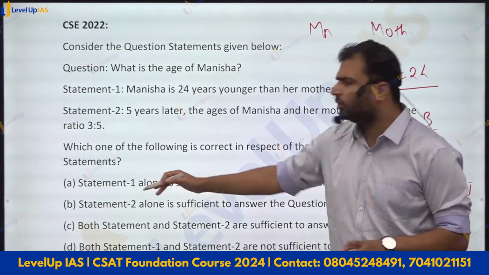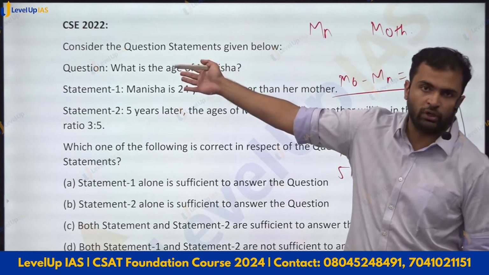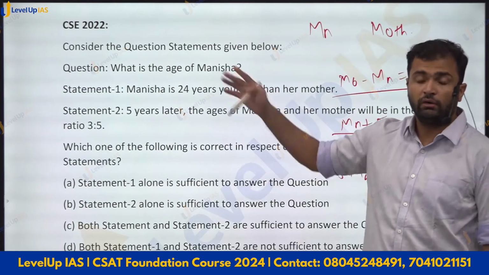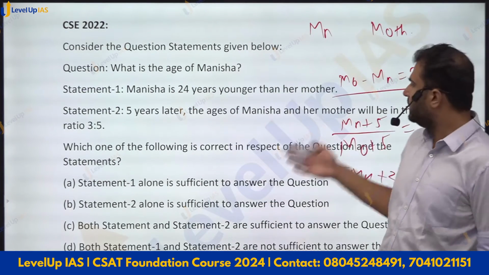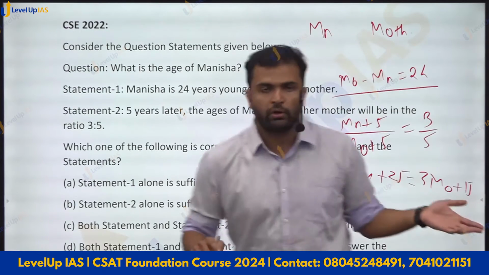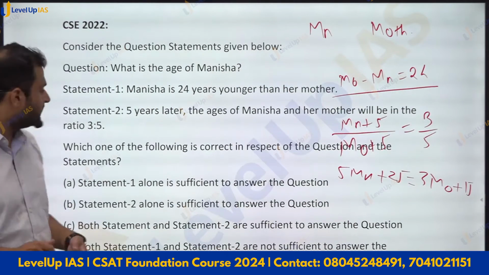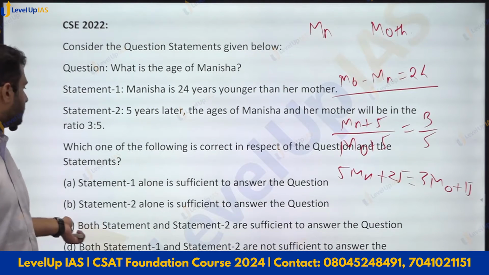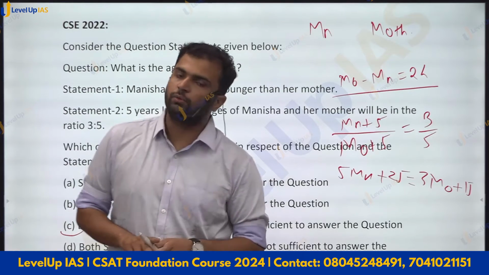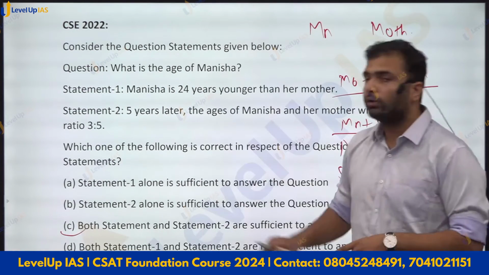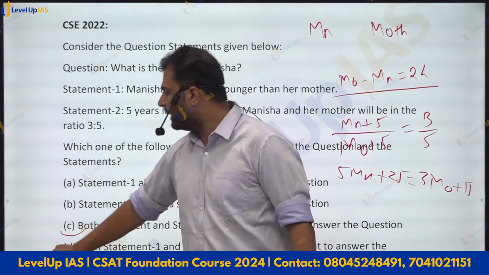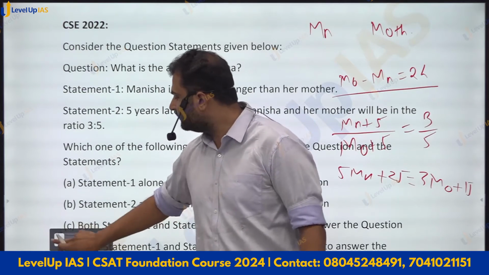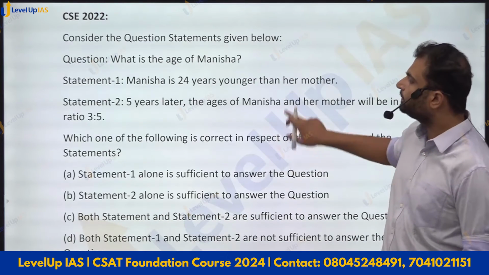So statement 1 alone is definitely not sufficient because it gives only one equation and we have two unknowns, so we need two equations. Is statement 2 alone sufficient? No. It is also giving only one equation. We need one more. But together they are sufficient. So both the statements together are sufficient to answer the question. That is the answer. We don't actually need to find the age. We just have to comment, can we find the answer? And we can, because for two unknowns we have two equations.